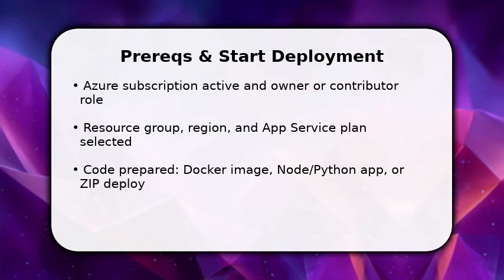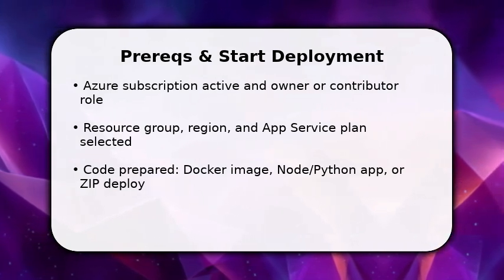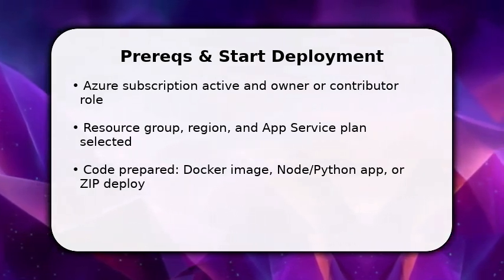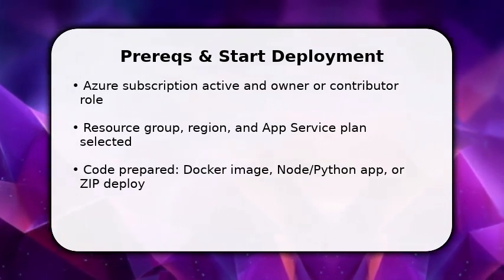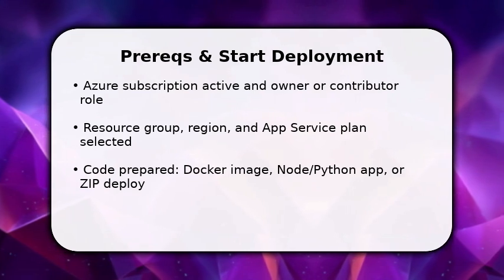Configure an app service plan. This defines CPU, memory, and scale. Once these basics are set, click Review Plus Create so Azure will validate settings before provisioning the web app.